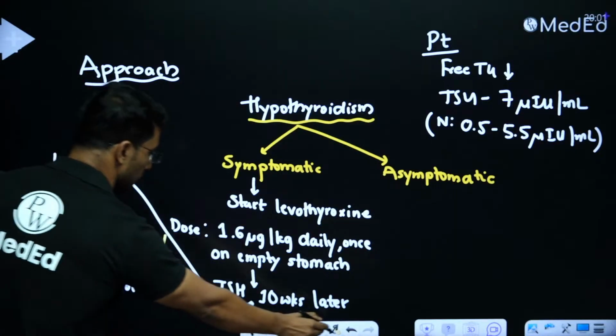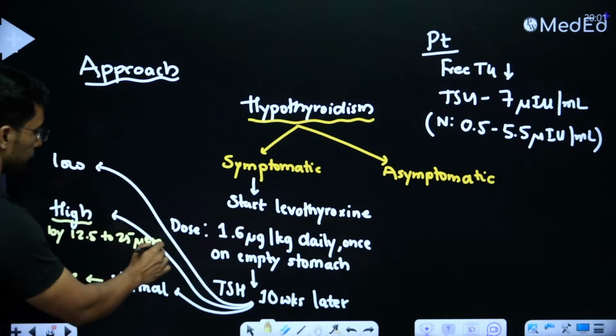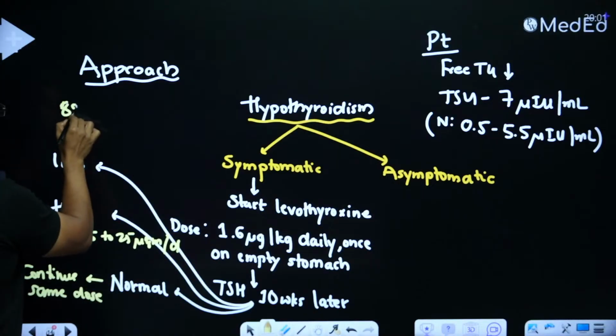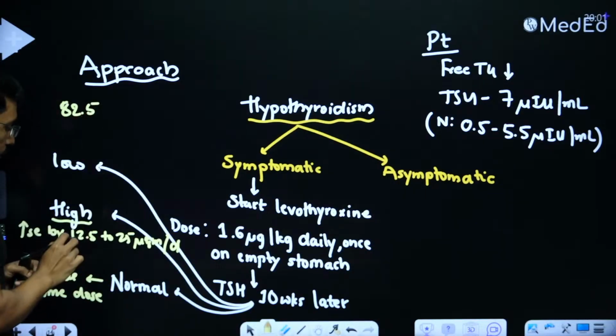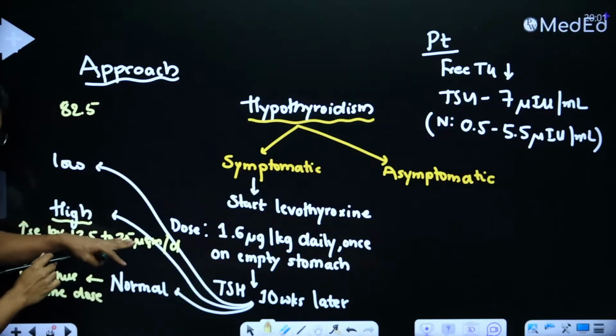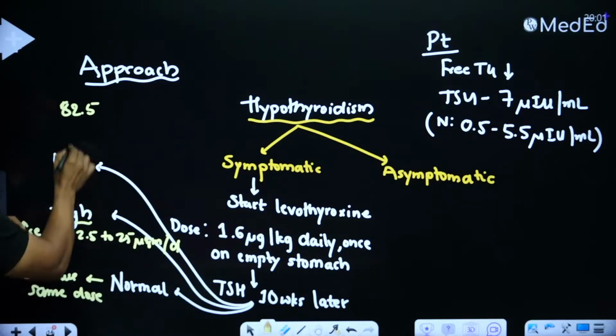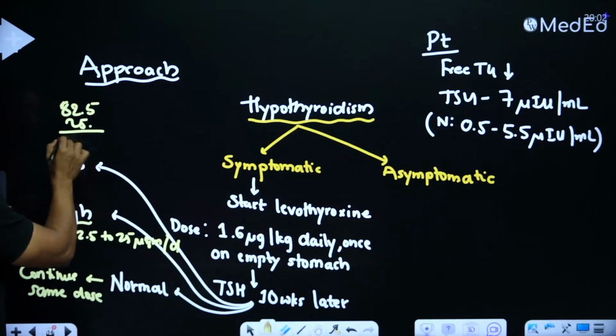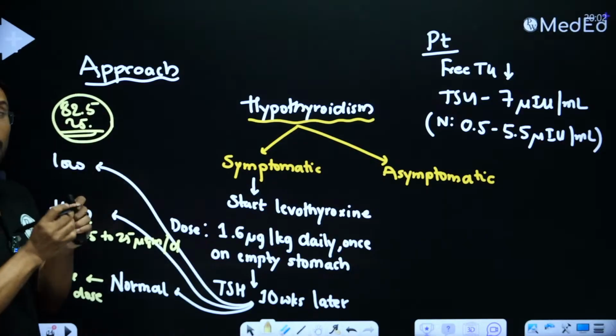Sorry, 12.5 to 25 micrograms per day. It means, let us say that I had started with 82.5 and it is not well controlled now. The TSH is still high. So I will add 12.5 or 25. Let us say I add 25, and whatever the sum comes, that will be the new dose for the patient.